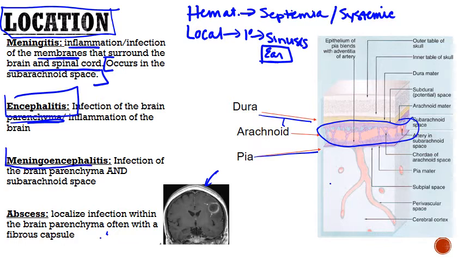Meningoencephalitis. Everybody gets to play. That means we've got infection and inflammation, not just in the brain parenchyma, but also in that subarachnoid space again.